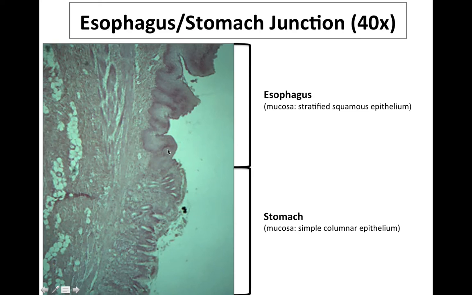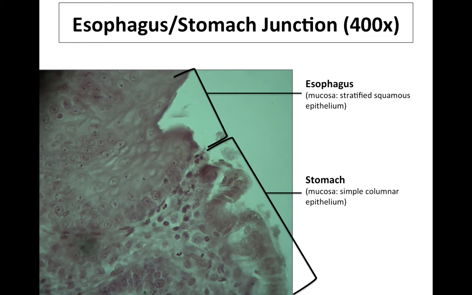Now, of course, the esophagus, as we saw, was going to have stratified squamous epithelium forming its mucosa. And as you follow that down, you see that all of a sudden this layer of the epithelium in the mucosa seems to diminish. It gets quite a bit thinner. What you're actually seeing is the transition into the stomach, where we're going to find that the mucosa has simple columnar epithelium. We're going to zoom in here to see this a little bit better.